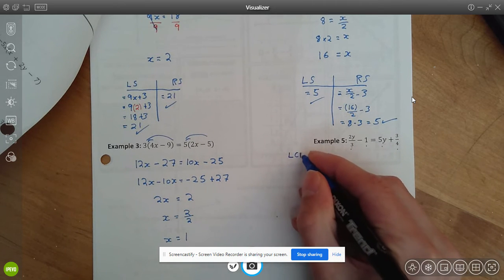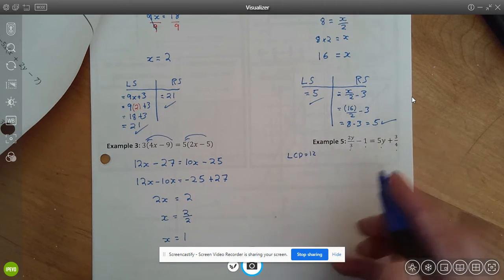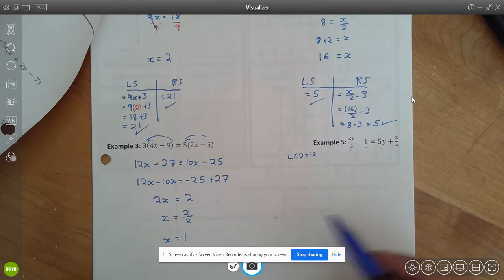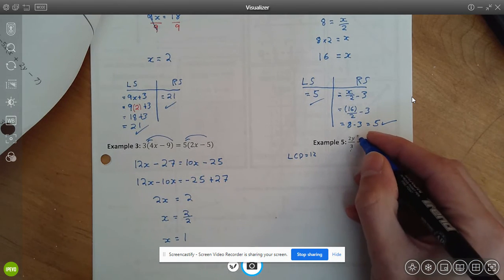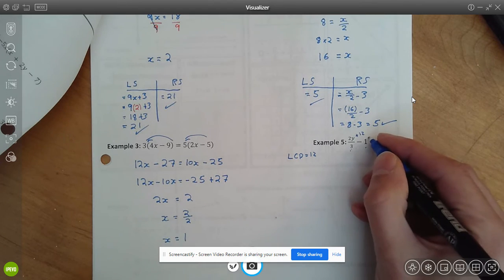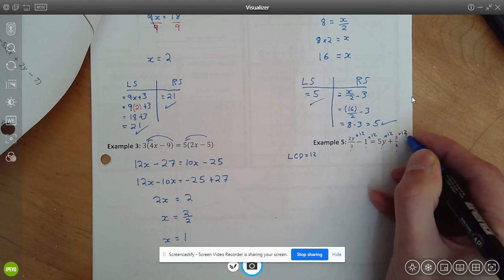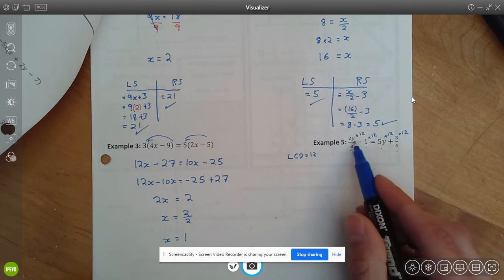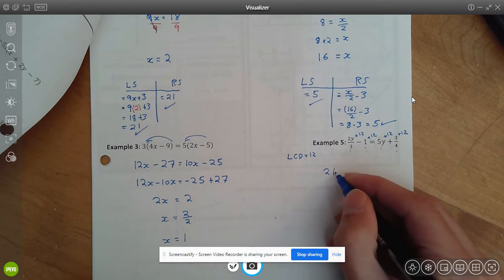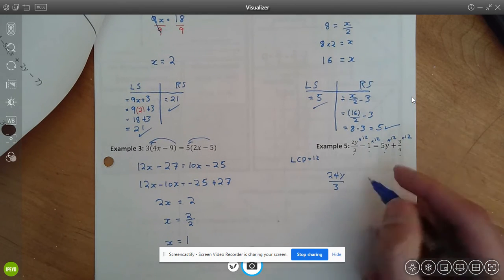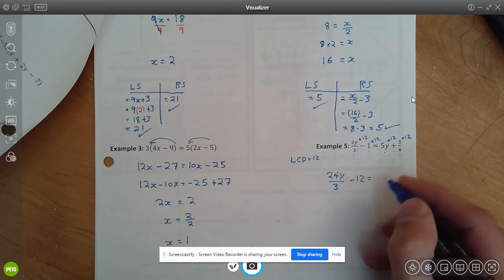Well, my lowest common denominator is 12, right? 3, 6, 9, 12. And here would be 4, 8, 12. So they both divide into 12. So I'm going to multiply every single one of these terms by 12. So I'm basically doing the same thing to both sides, so I'm not altering the equation. So 2y times 12 is going to be 24y, still over 3. Negative 1 times 12 is negative 12.